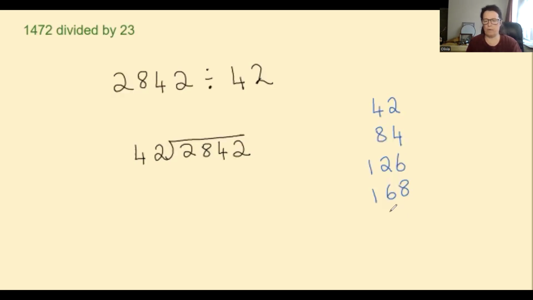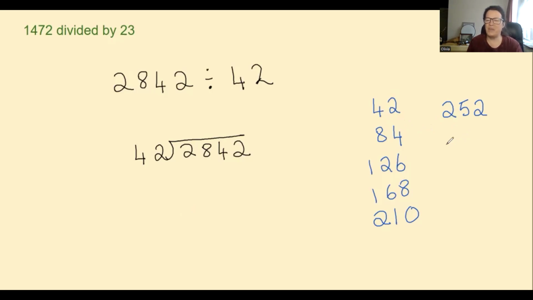Let's keep going on. 42 times 10 is 210. Okay, 42 times 11, we'll add on another 42, is 252. Okay, is that correct? I'll check it in a minute. I'm having a doubt. So what do we do? We're going to just check it out. 1, 2, 3, 4, 5, 6.